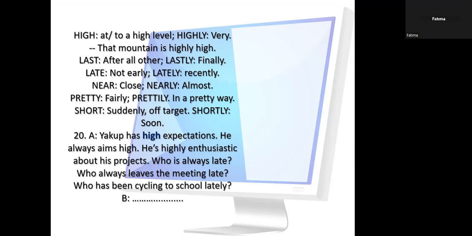Who is always late? Who always leaves the meeting late? Who has been cycling to school lately? Yes, Murat is always late. Adjective. Who always leaves the meeting late? Ahmet always leaves the meeting late. Adverb. Who has been cycling to school lately, recently? Ayşegül has been cycling to school lately, recently.